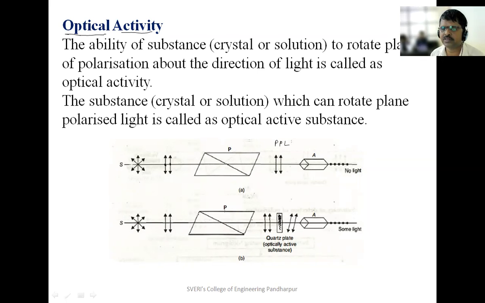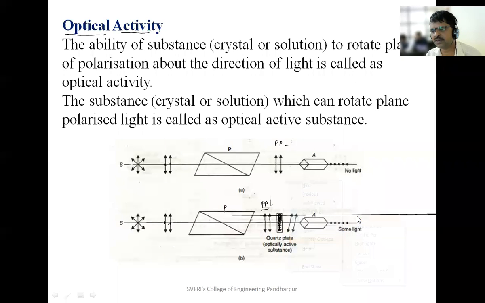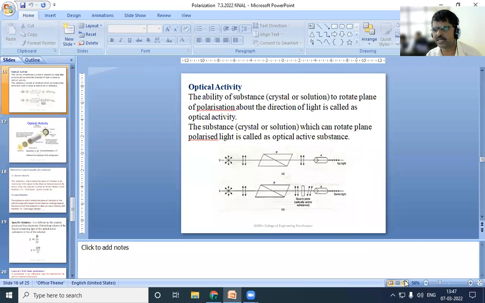This is unpolarized light. When it passes through this polarizer, we get plane polarized light. This plane polarized light passes through this optical active substance. Then the plane of vibration is rotated inside this crystal. This property of rotating the plane of vibration is called optical activity.